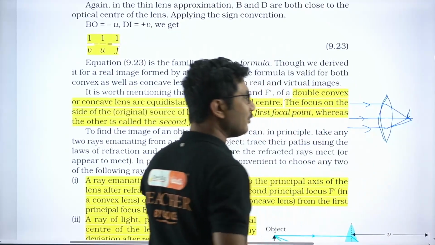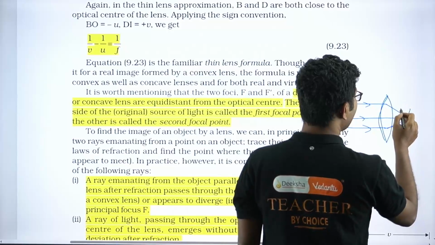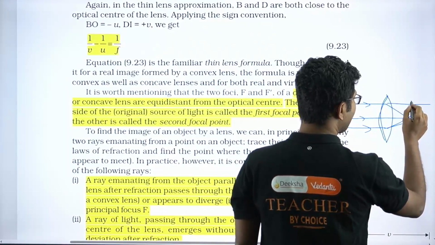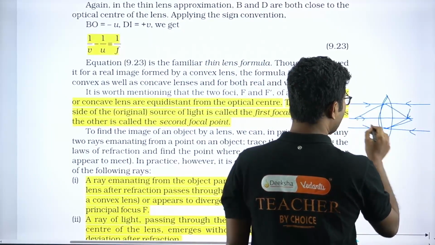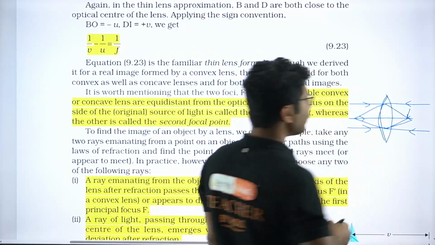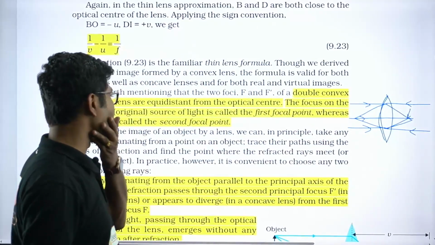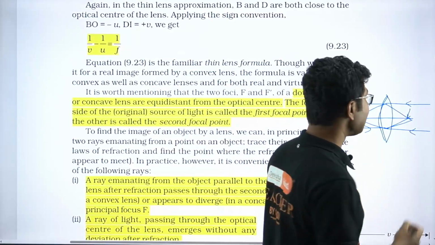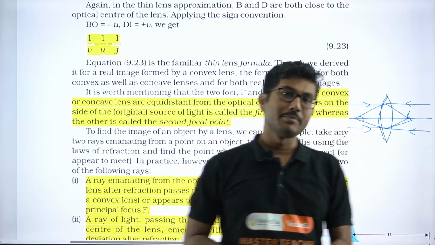Okay, now if you reverse the path, that is, if you allow the light to travel from the opposite side, they will also converge at some point on this side. So this is the secondary focal point or second focal point. This is the primary focus or first focus. Okay, so this word you have to remember.